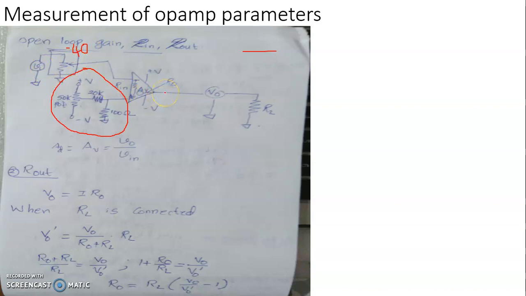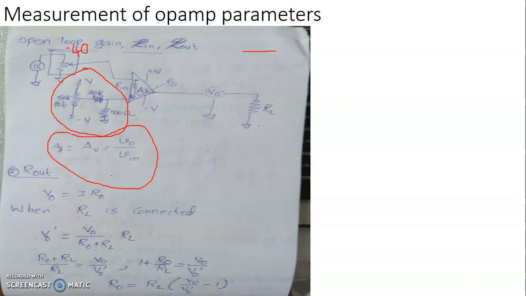We will be checking the output voltage status, input voltage value. By dividing the output by input, you will be capable of taking the gain, which is in fact the differential gain given by the equation VO by VIN. So this is about the measurement of open loop gain of an operational amplifier.